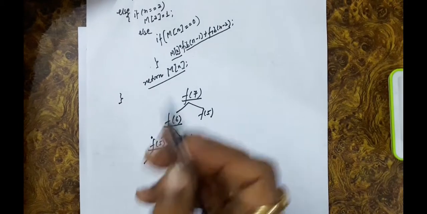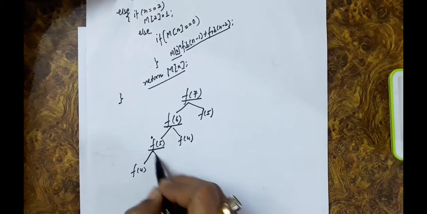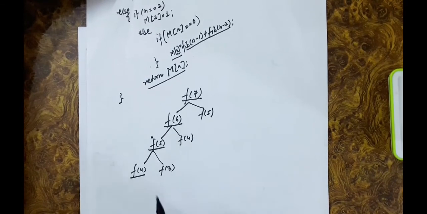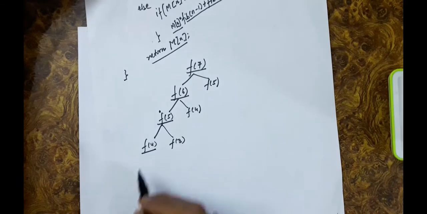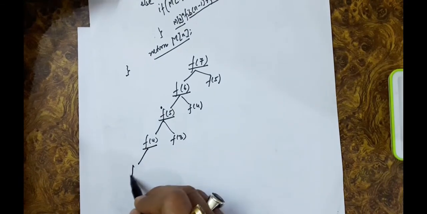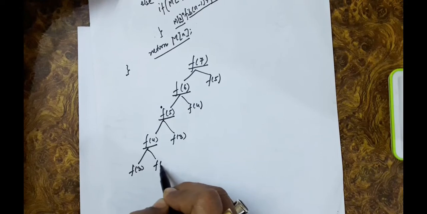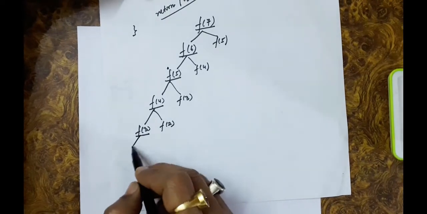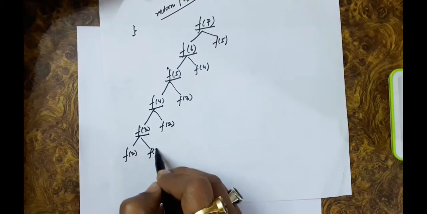And then f5 is also 0, so we will be making a call to f4 and f3. But f4 has not been computed yet. Then f3 and f2. So f3 is 0. Let's make a call to f2 and f1.